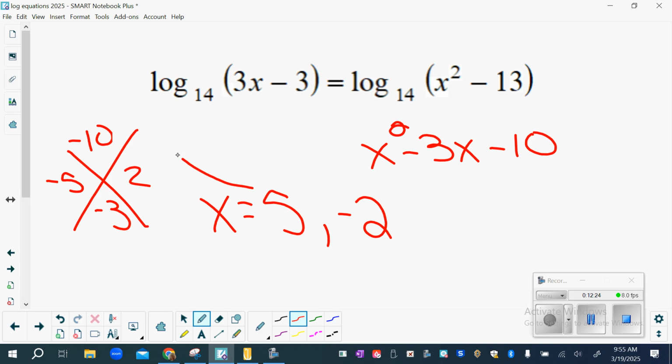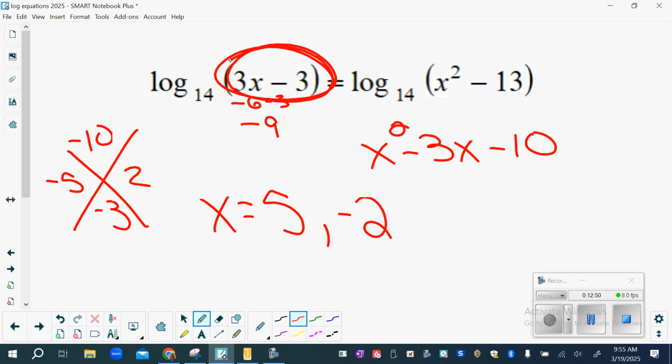When I plug in the 5, I get like 15, take away 3. I get like 12. It's all good. Yay. I get a positive number. But when I plug in this negative 2, look what happens. I get negative 6 minus 3. I get negative 9. This middle stuff, it's called the argument, can never be negative, right?